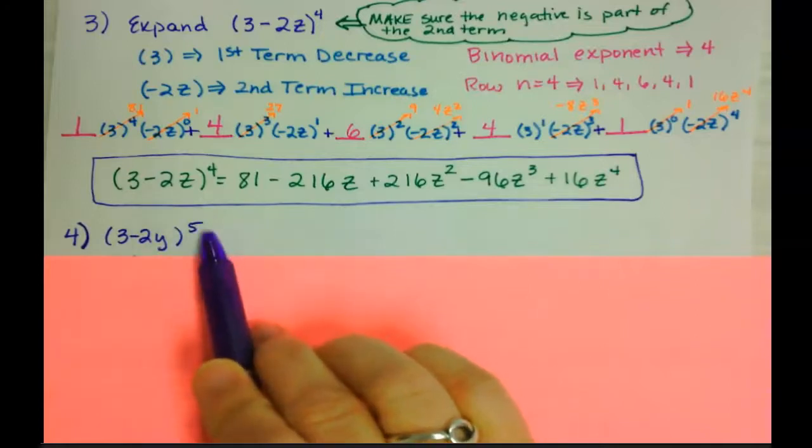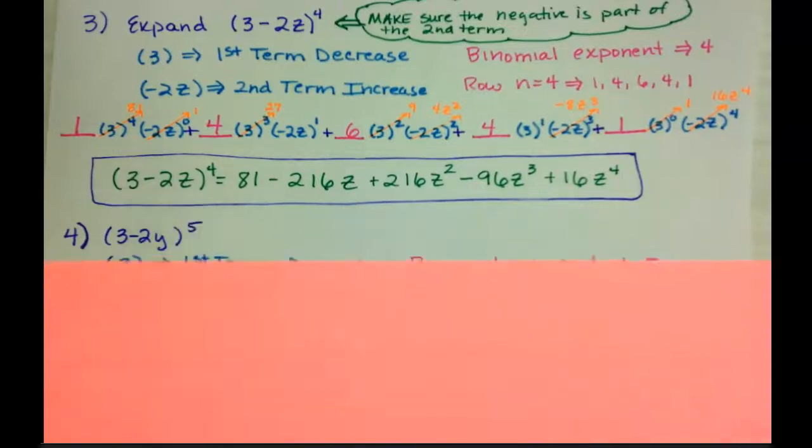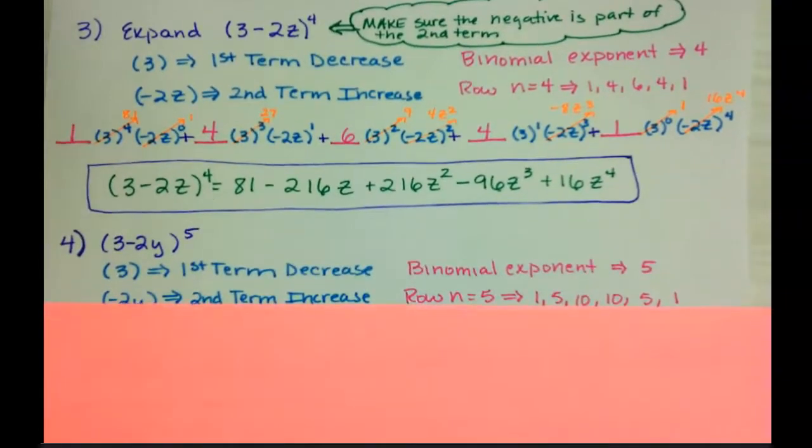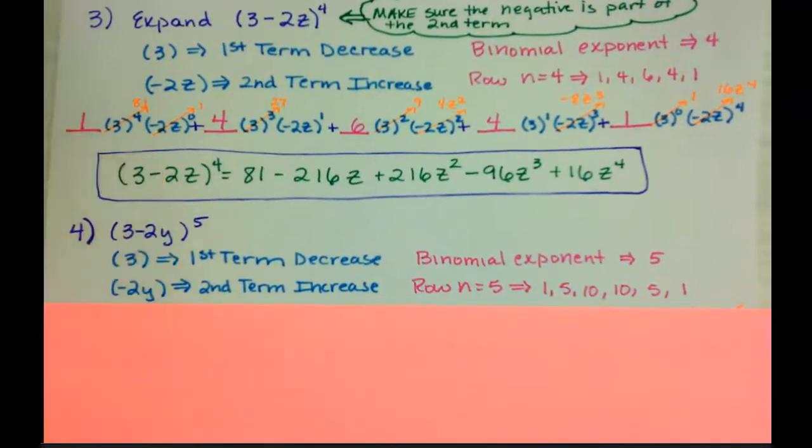The binomial power is 5, so I'm looking for the fifth row. And for the fifth row, that's 1, 5, 10, 10, 5, 1. So please take a moment. I don't expect you necessarily to write these things down, but it can be extremely beneficial in you getting everything where it's supposed to be correctly if you take a few moments to think about this before you start.